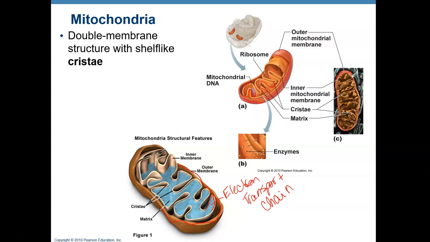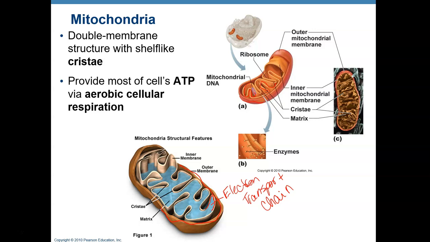And what it does is it generates the majority of the ATP that we use in our body. So it is the relationship of this inner membrane with the electron transport chain that generates a lot of ATP. And so, as I just said, it's going to provide most of the cell's ATP, and this is through aerobic cellular respiration, which is the electron transport chain.